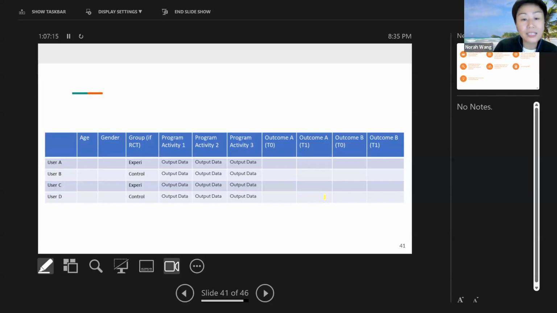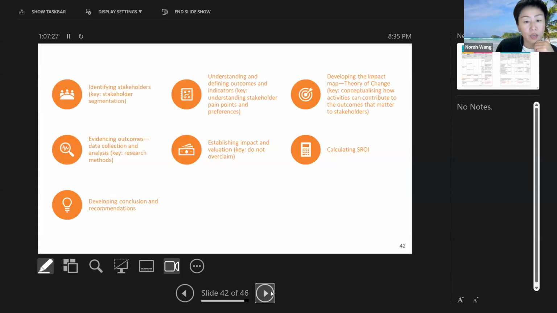So when the statistician receives this database, they'd be very, very happy because it's already a ready-to-be-analyzed database. Okay. So, alrighty. One last thing, sorry, just one last.